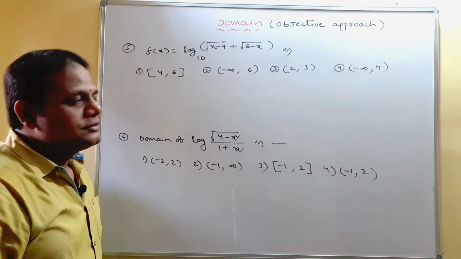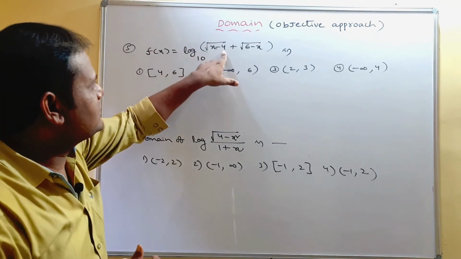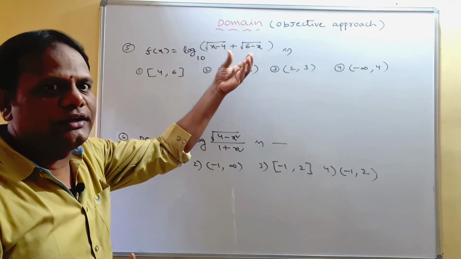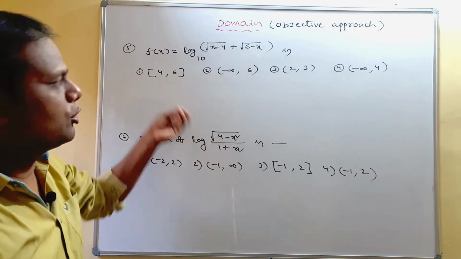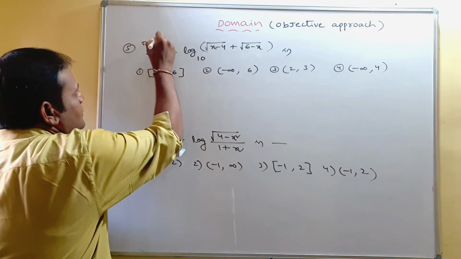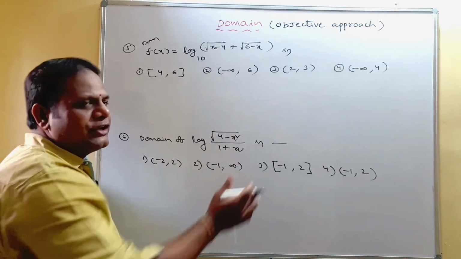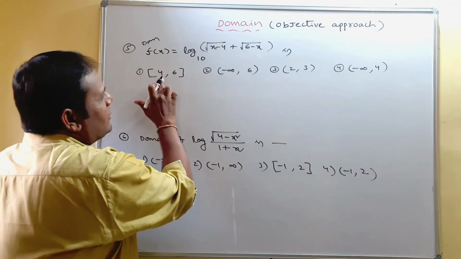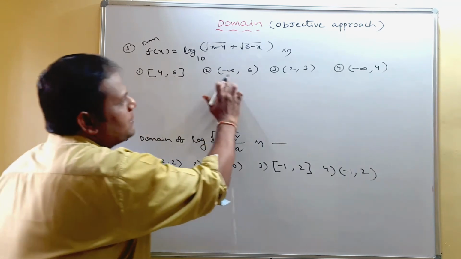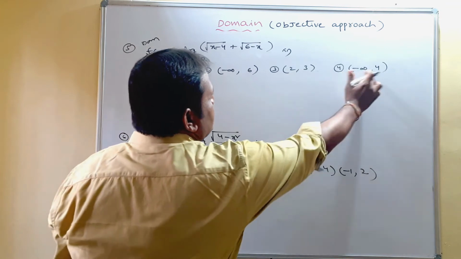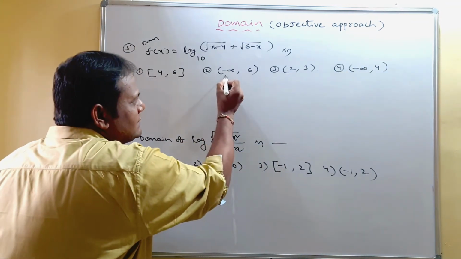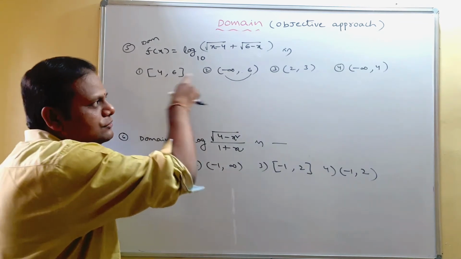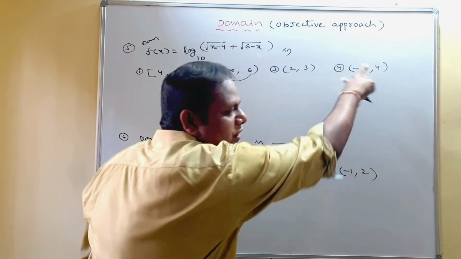Moving to next one. The function is log of root x minus 4 plus root 6 minus x to the base 10. You have to find the domain of this function. Domain of this function is what? That is the question. So again we go for verification only. That is easy. So here you see we have 4 closed, 6 closed, minus infinity to 6, minus infinity to 4. Between minus infinity and 6 we have 0, is it? But in this no 0, in this no 0, here also we have 0.